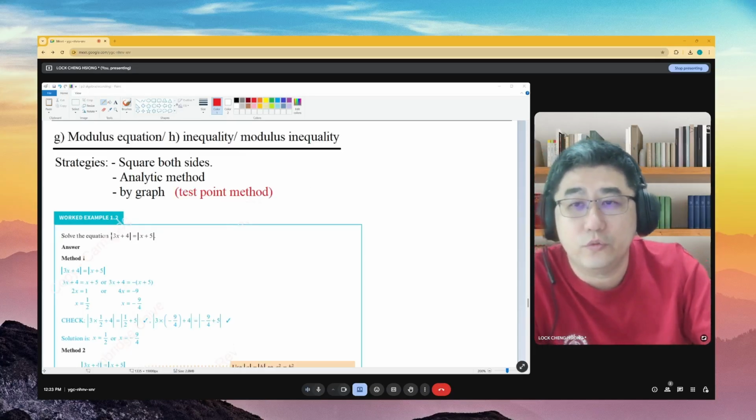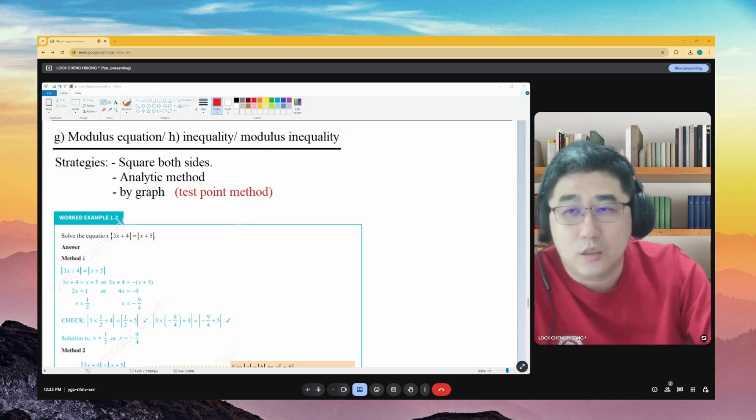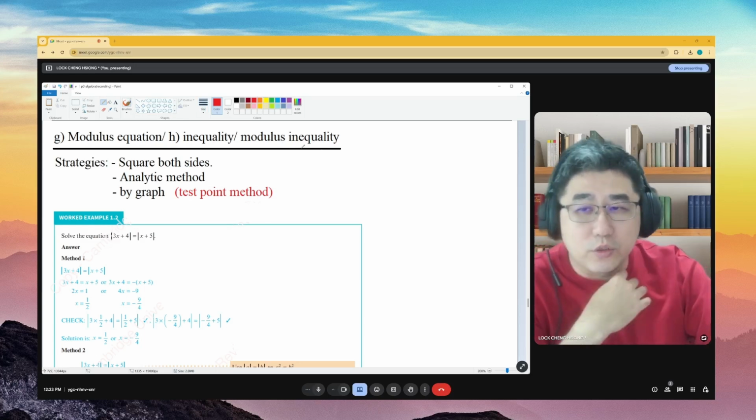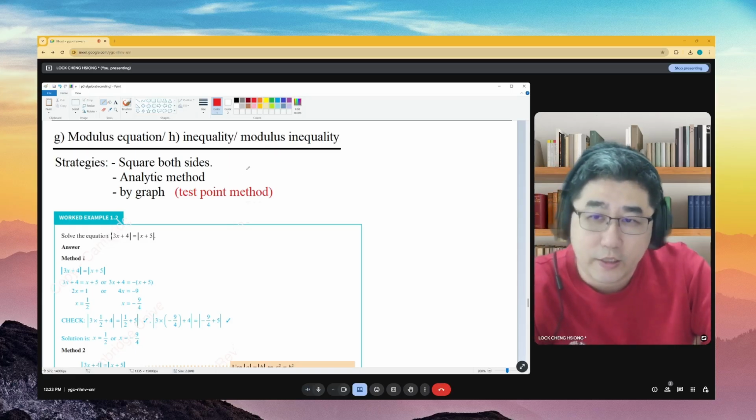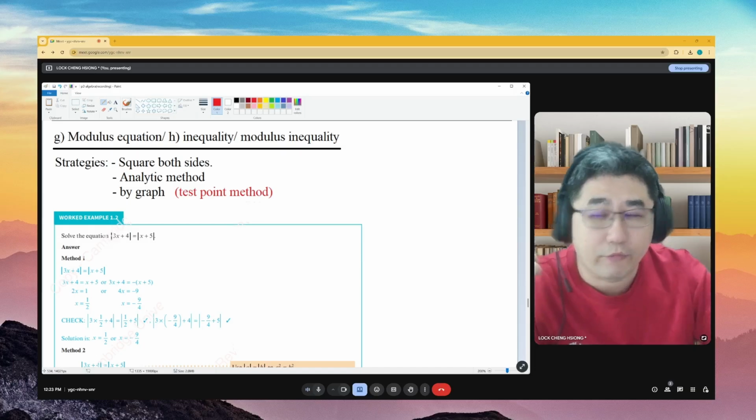We continue from chapter 1, algebra. The next topic we are referring to is modulus equation, inequality, and modulus inequality. The strategy we have, which is an algebra technique, is that we can square both sides, use the analytic method, or use a graph.